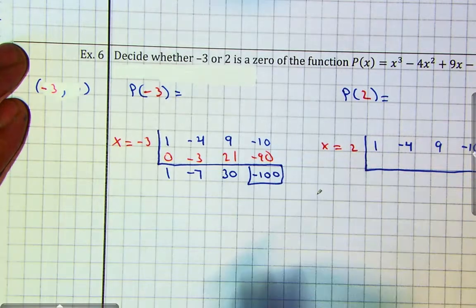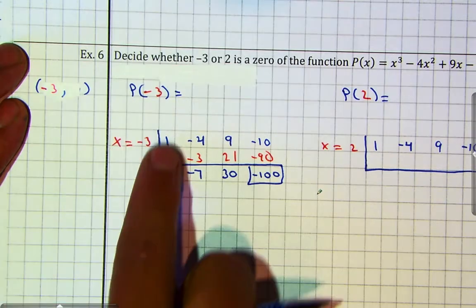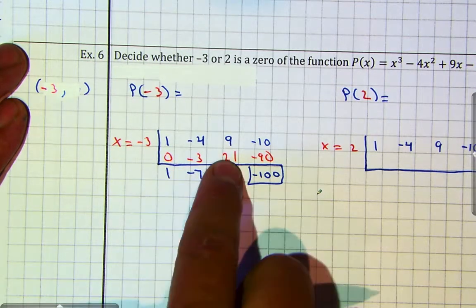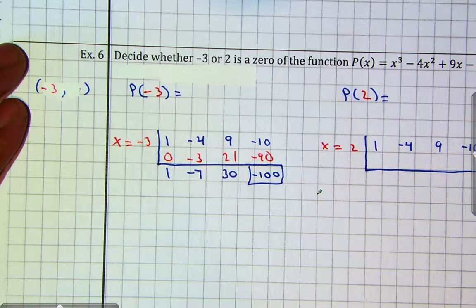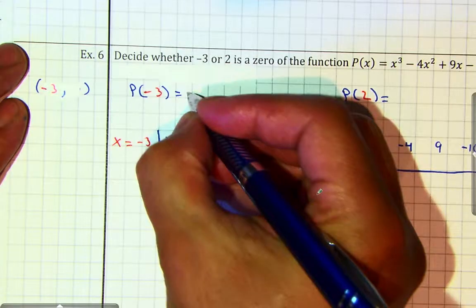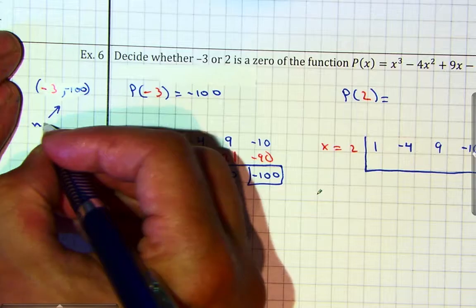Let me just double check my work. 1 looks like a big number. -3, so it gives me 1, -3, -7, +21, 30, -90. So therefore, this is -100. So therefore, not a 0.